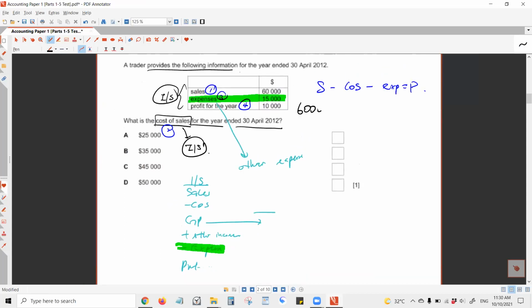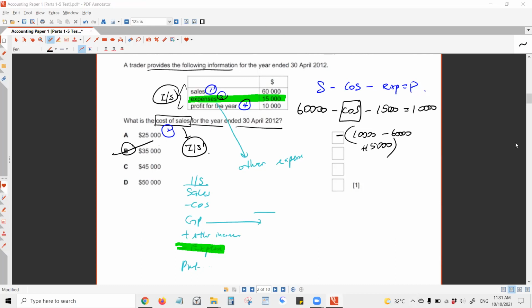Now put in the figure, then you can solve the question. How to solve? Very easy. 10,000 minus 60,000 plus 15,000. Don't forget about the minus sign. I'm supposed to bracket them, then put minus in front. The answer is B, unless you press the wrong figure into your calculator. Let me check again. Okay, correct. Again, 5 to 10 seconds, and then we move on to the next one.